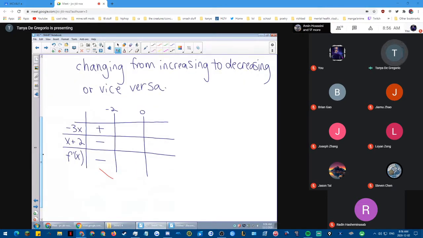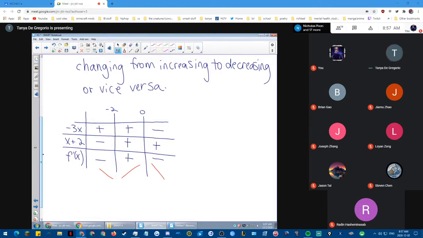Between -2 and 0, we could use -1. When you sub it in, negative or positive? First one positive, and here positive. Okay, so now I have a positive slope. So we can see that we are decreasing when x is less than -2, but between -2 and 0, we are increasing. And then we want to check to the right of 0, so now we can use 1, and so I have negative, positive, negative, and here we're decreasing.